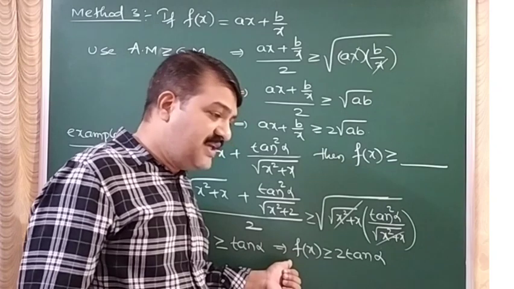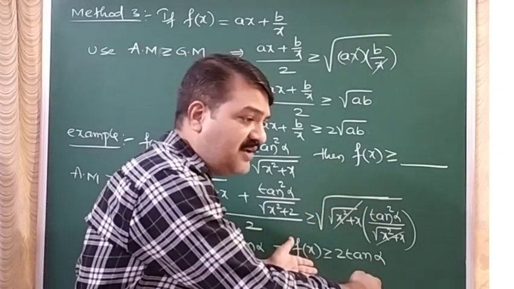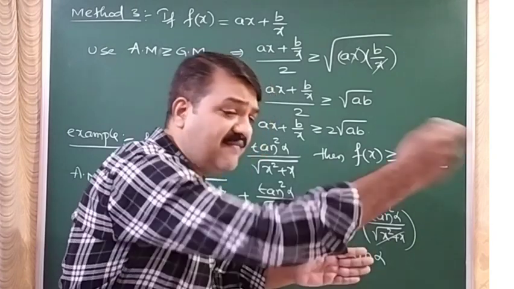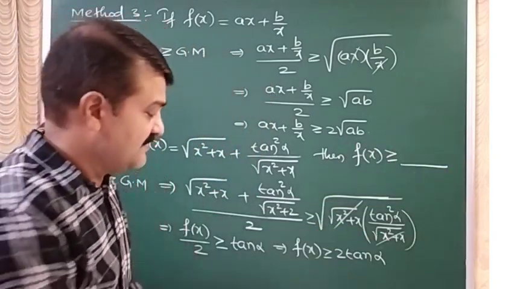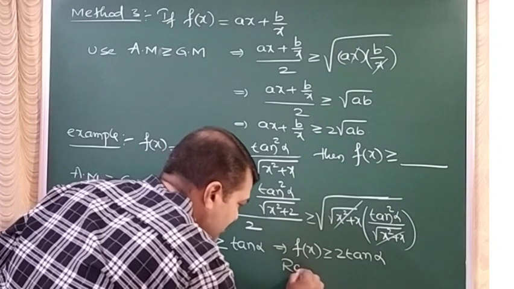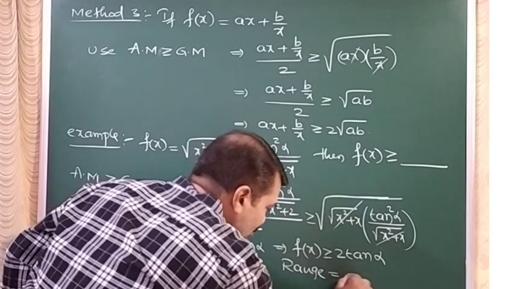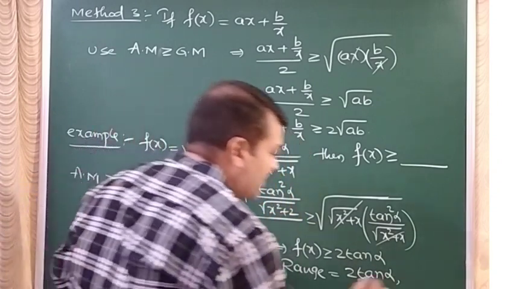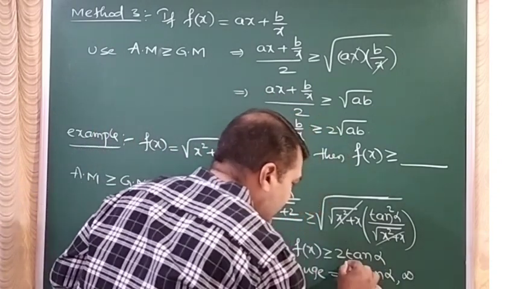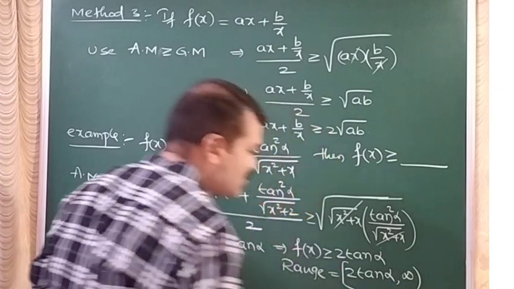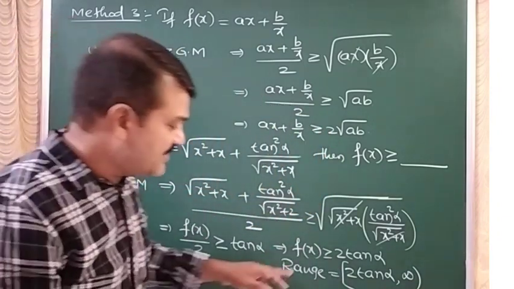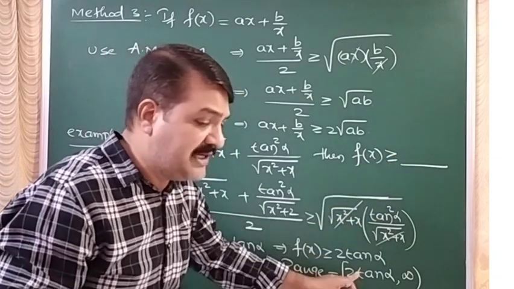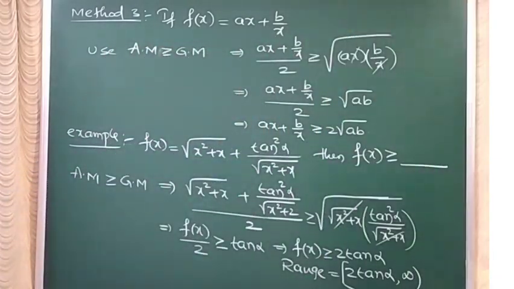So from 2 tan alpha you can have f of x any value higher than that. So range of f of x will be 2 tan alpha or more than that. From 2 tan alpha up to infinity you can take anything. This will be the range. But since this is our requirement, your answer will be 2 tan alpha.